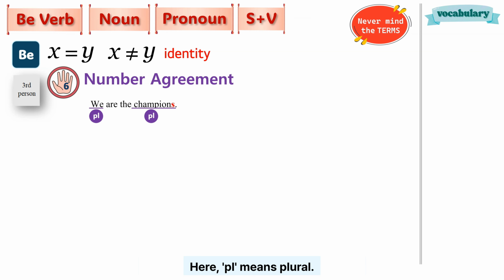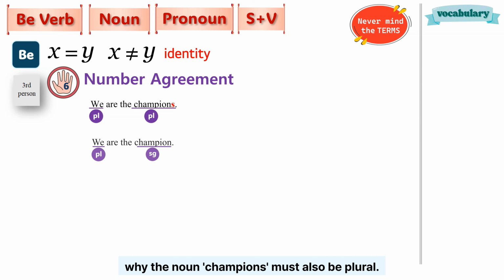Here, PL means plural. For example, we is plural, so you can easily see why the noun champions must also be plural. Now, is this sentence wrong? SG means singular. We is plural, and champion is singular. So at first it looks incorrect, but actually it is correct.